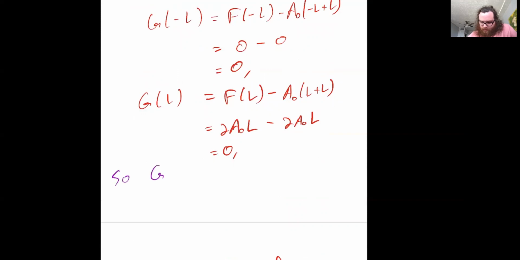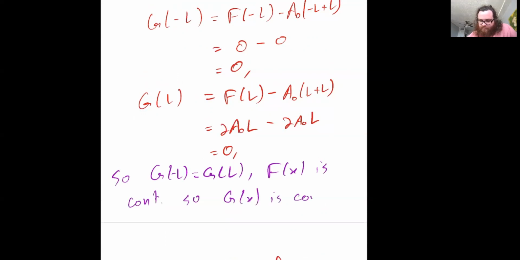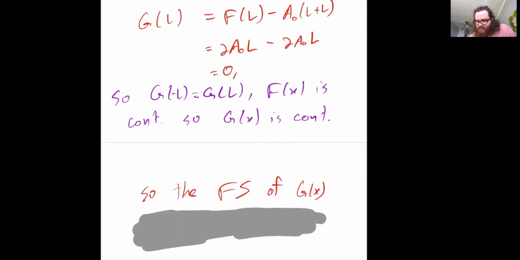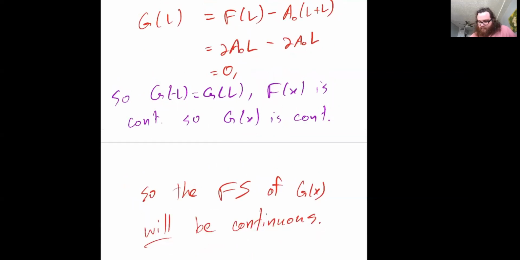So we can summarize. g of minus L is equal to g of L. f of x is continuous. So g of x is continuous. And so the theorem that we had before was, if g of x is continuous, then the Fourier series defined everywhere on the real line will also be continuous. The fact that the Fourier series is continuous also relies on the fact that the endpoints agree. Cool.